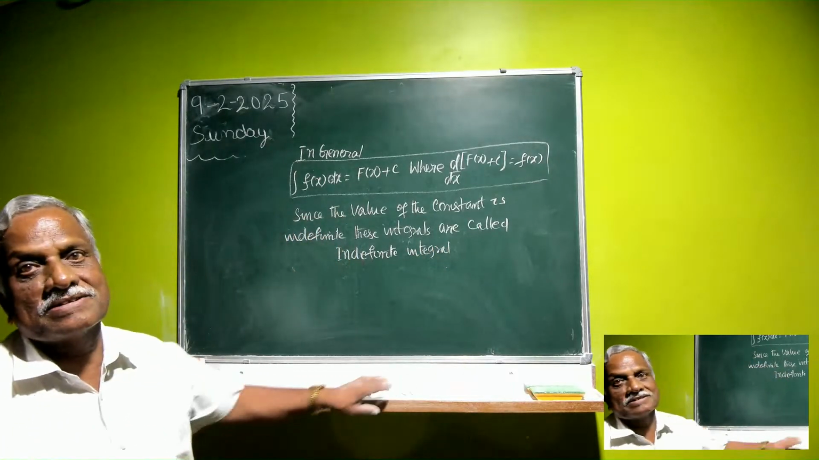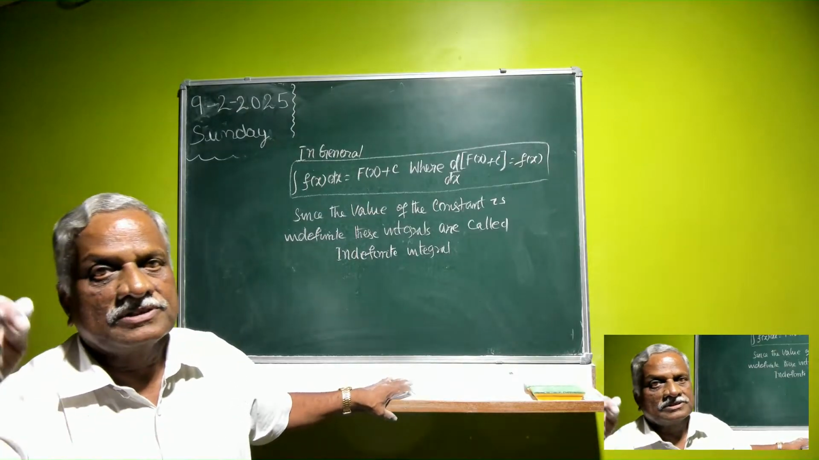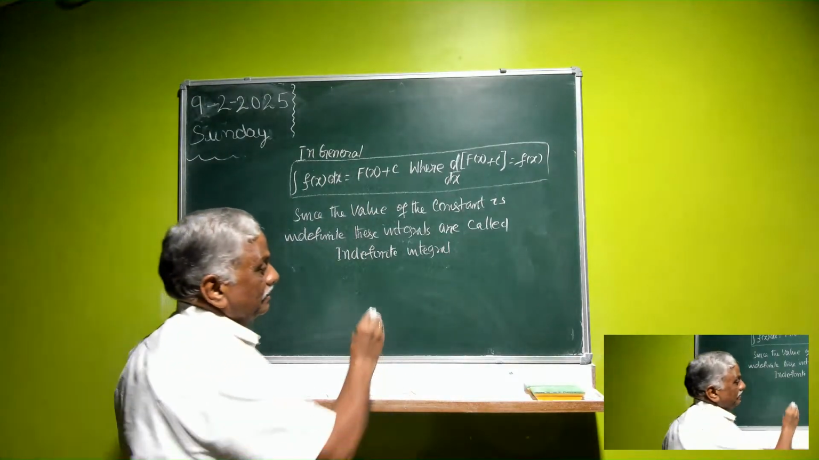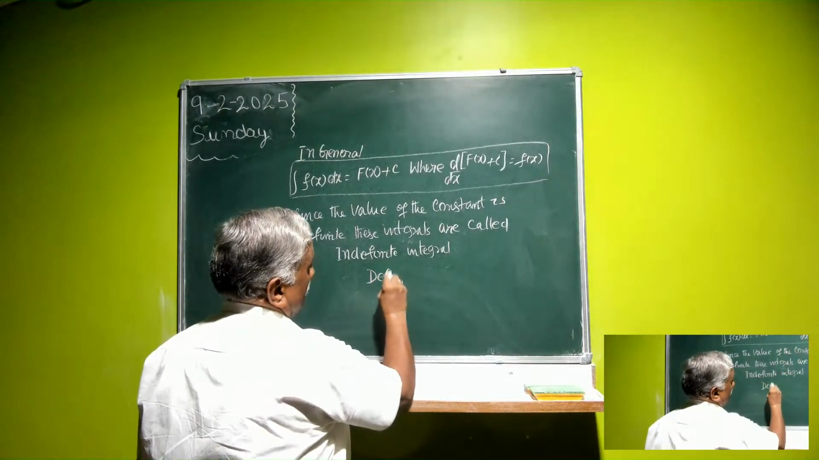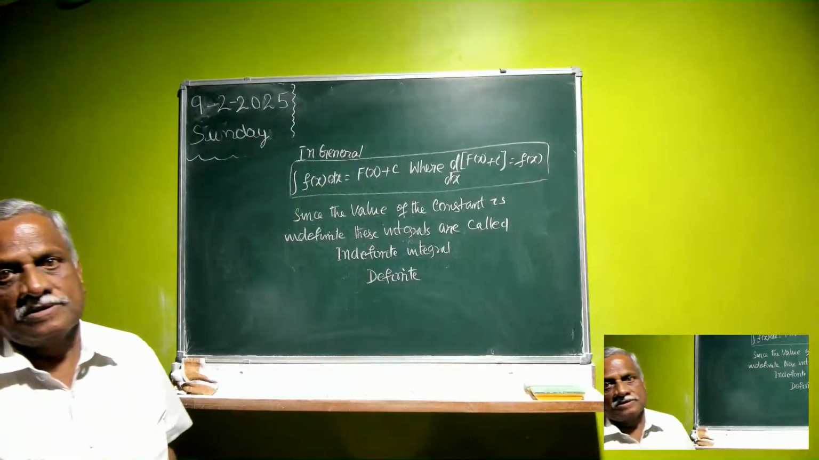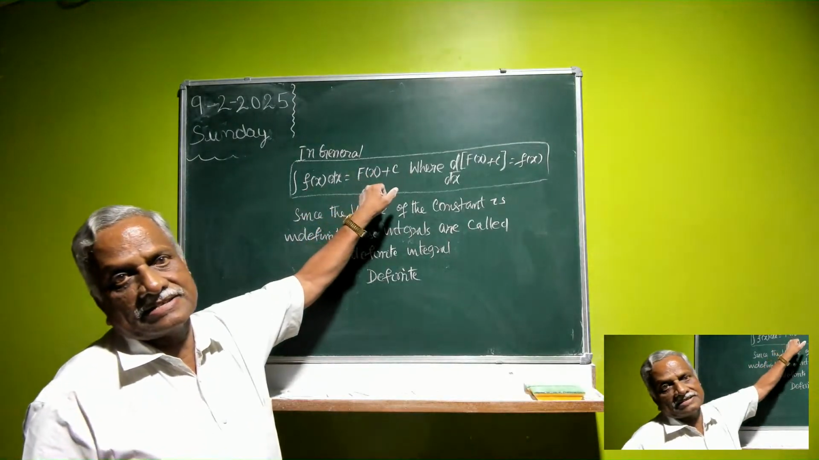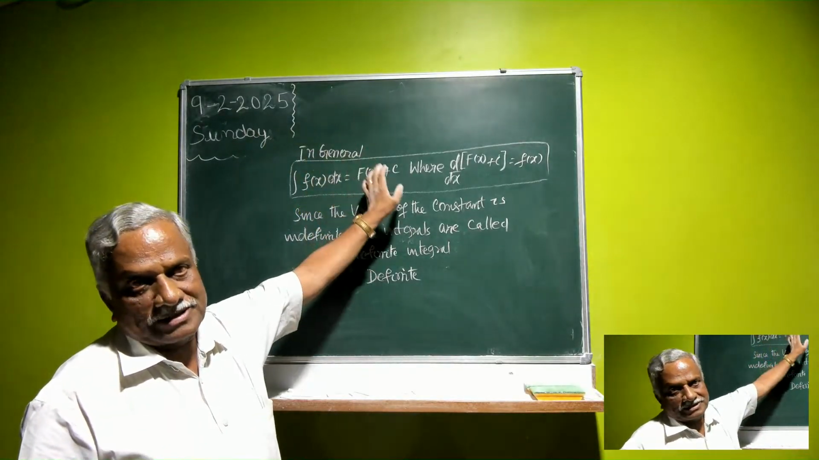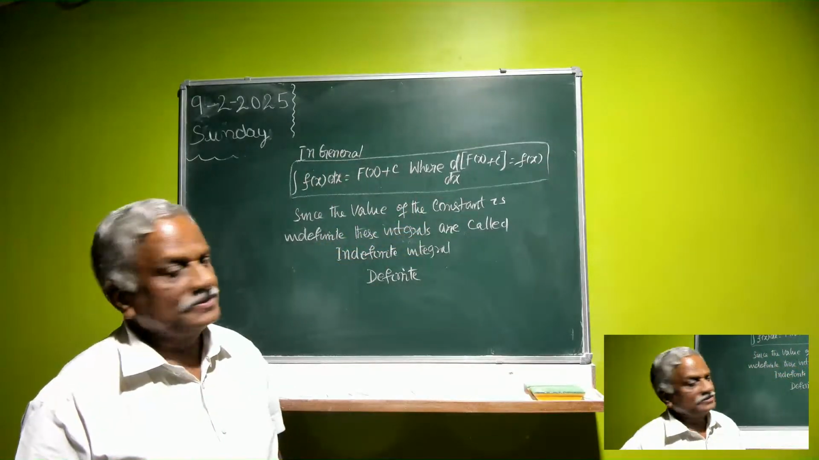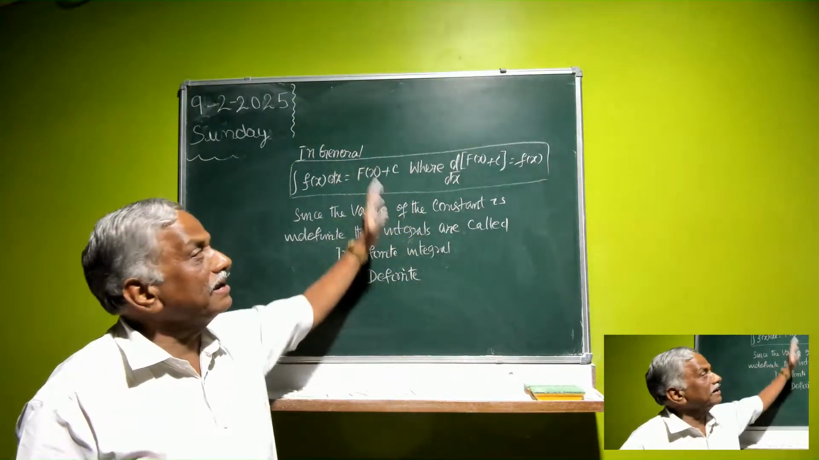So we have two branches in integration. The first part is called indefinite. The second part is called definite. See, what happens in this case is there is a C. The presence of C makes these integrals indefinite. If we want to make it definite, we remove C.